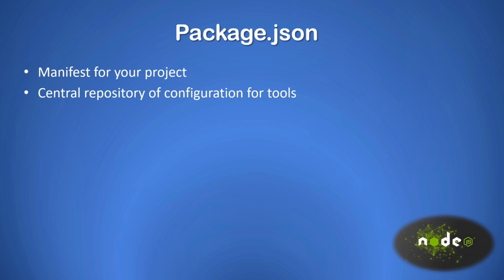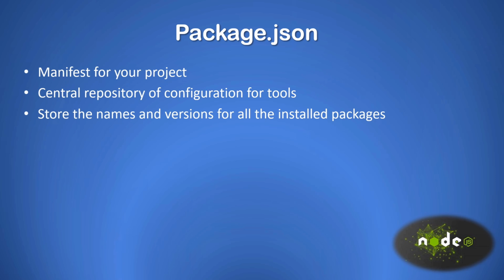So it will be a central place to look if you are new to this project and you want to know what is going on within it in terms of modules. You can just come into the package.json and have a glance through it. And the third thing is it can store the names and versions of all the installed packages, right? That is the main feature of this package.json.